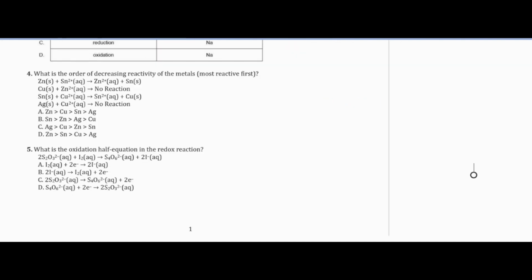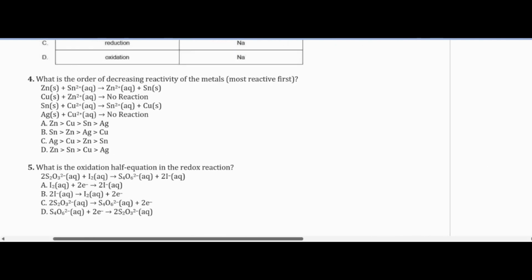Number 4. What is the order of decreasing reactivity of the metals? So here the rule of thumb is most reactive ends up as an ion. Keep that in mind. Most reactive ends up as an ion. Well, in the first one we have zinc and tin 2+, but it's the zinc that ends up as an ion, so that means that will be more reactive. So we're looking at order of decreasing reactivity. Okay, so zinc will be first, and it's more reactive than tin. We're not sure if anything comes between them.